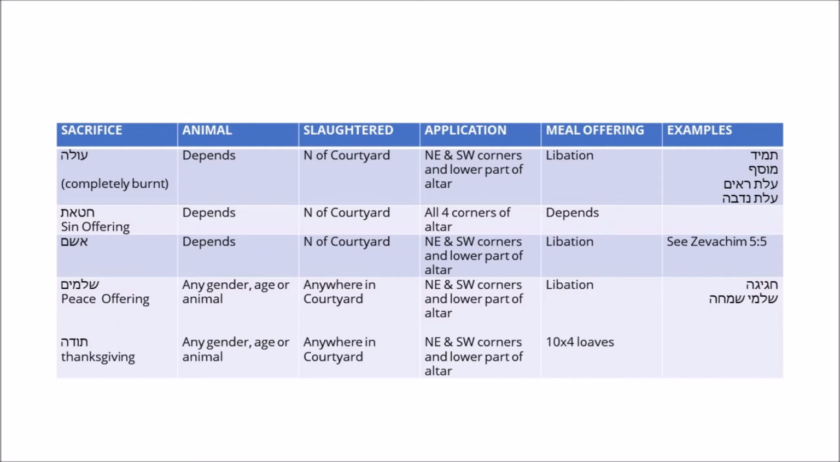The second category is called a chatas. This is loosely translated as being a sin offering. And there were a broad range of circumstances under which one would have to bring such an offering. Most likely, though, was for inadvertently committing an aveira for which a specific type of punishment would be incurred if one had committed that aveira intentionally. It was slaughtered in the same place, in the northern part of the courtyard, and the blood is applied to all 4 corners of the mizbeach, of the altar. The meal offering that accompanies a chatas depends on the reasons for the chatas being brought in the first place.